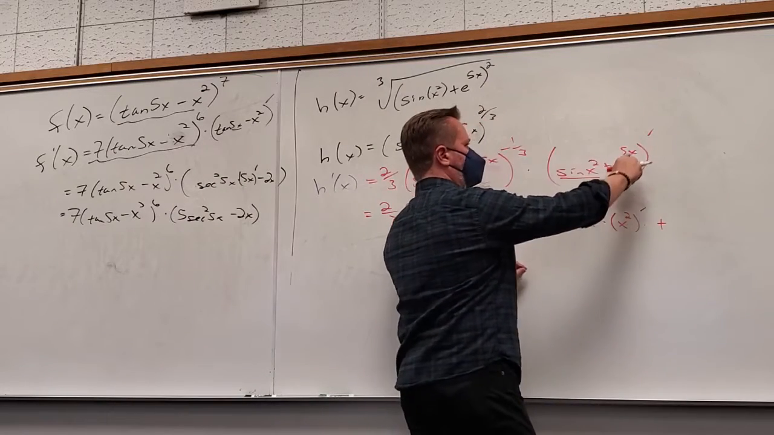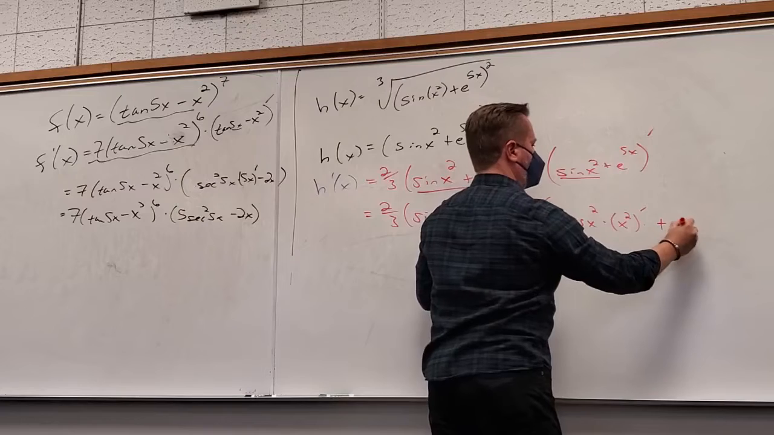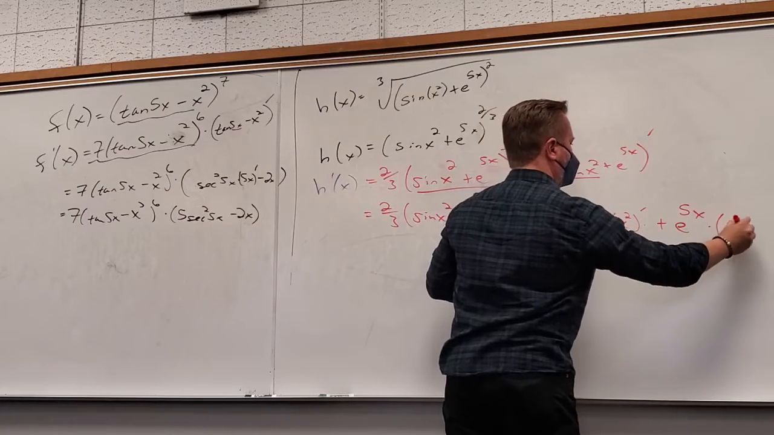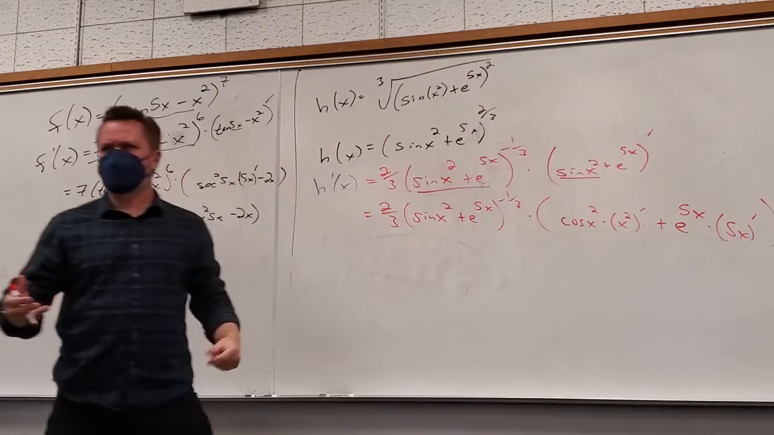So what's the outside function? e. The inside function is 5x, right? So the derivative of e to the stuff is e to the stuff, but then the stuff gets a term. That's the chain rule.